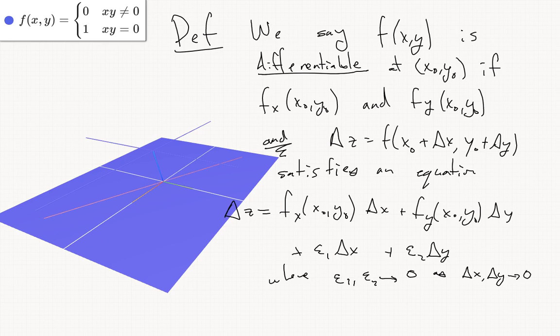And so here we can see why this function doesn't satisfy this definition. So we're going to have delta z at the point 0, 0 equal to -1. The partials at the point 0, 0 do exist, but this delta z is always going to be -1, and it's not going to go to 0 as delta x and delta y go to 0.